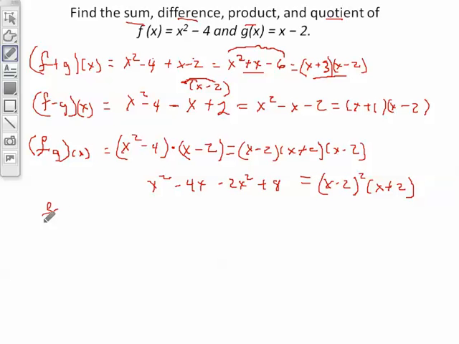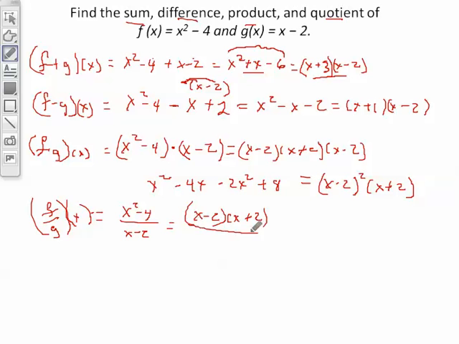Let's try the f divided by g of x and see what we wind up with. Well, f of x is, once again, this x squared minus 4 divided by x minus 2. I've already said that that's a difference of squares on top, so that's x minus 2 times x plus 2 divided by x minus 2. And I can see that this cancels into this, and so what am I left with? X plus 2. And that's my total answer.